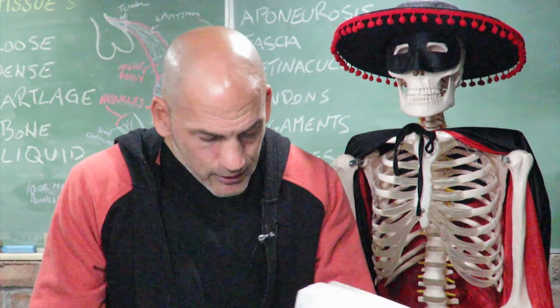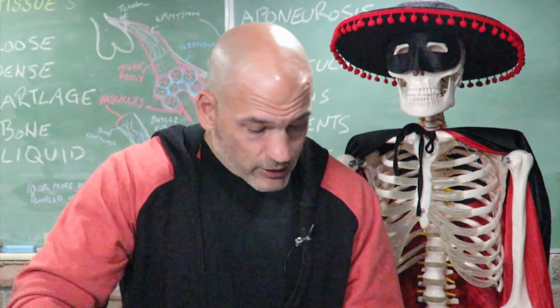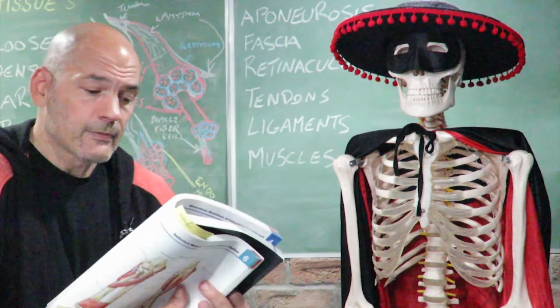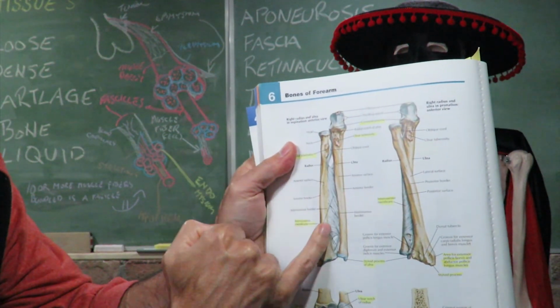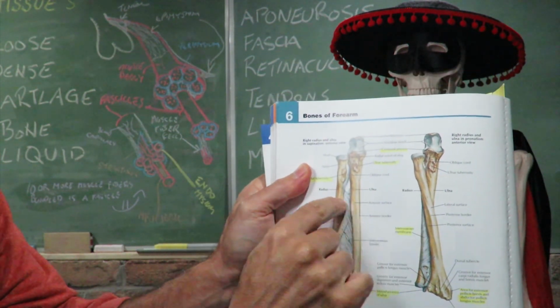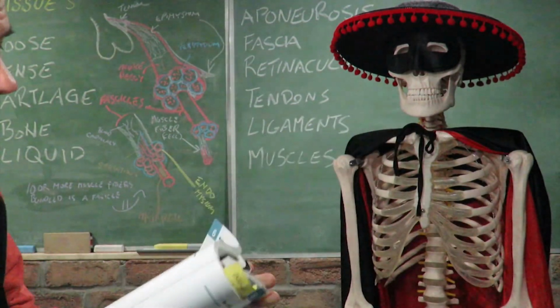Interosseous membrane. Okay, so I have a couple. Here's the one for the forearm. The interosseous membrane of the forearm, right in there. The white stuff goes back and forth. That kind of a thing.